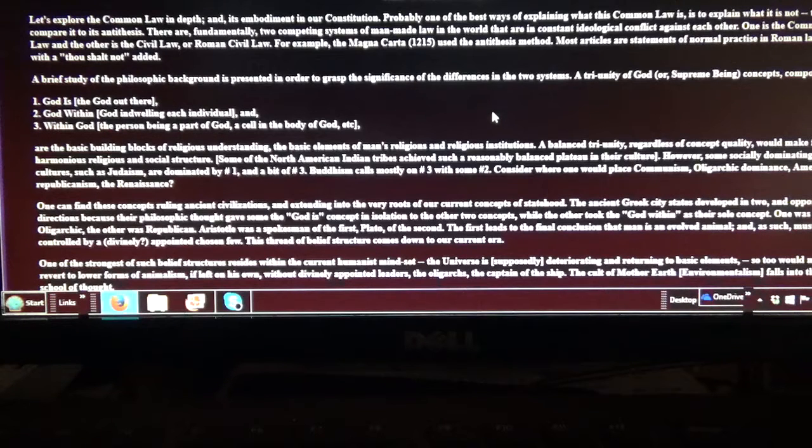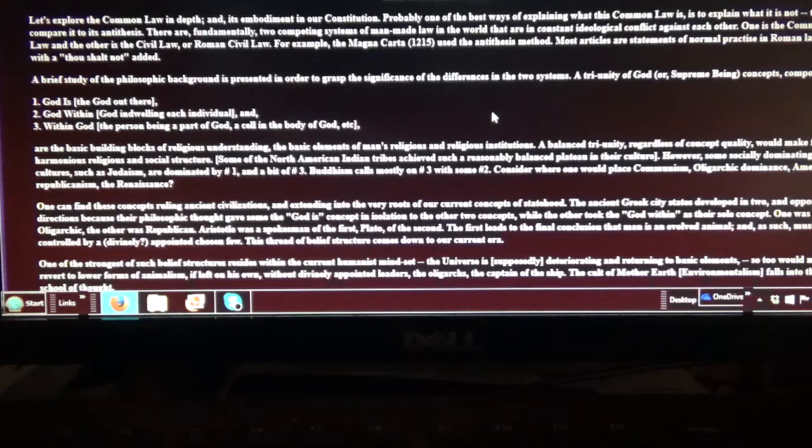There are fundamentally two competing systems of man-made law in the world that are in constant ideological conflict against each other. One is the common law and the other is the civil law, or Roman civil law. For example, the Magna Carta 1215 used the antithesis method. Most articles are statements of normal practices in Roman law, with a thou shalt not added.